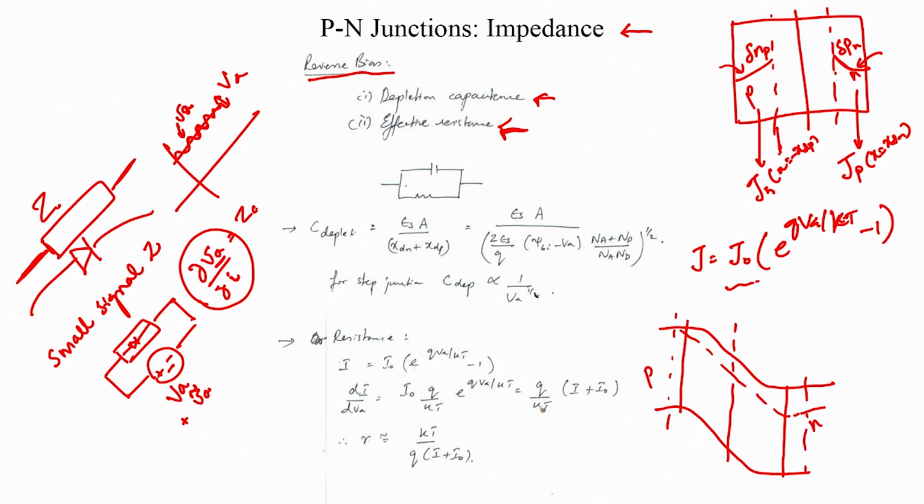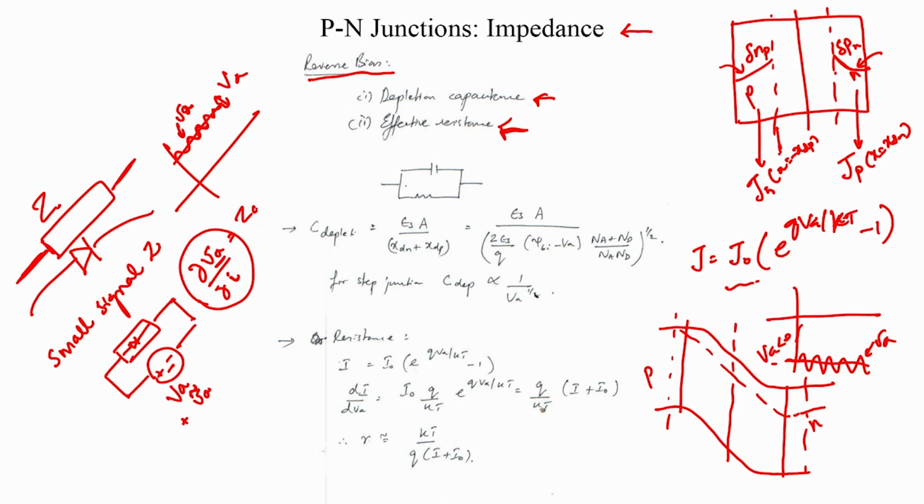So if I were to keep my device in reverse bias, which means that I apply a large negative voltage, so VA is less than 0, and on top of that I apply a small signal AC voltage. What is the effective small signal impedance of this PN junction? So that is the question asked on this slide. Okay, and the answer is there are two components here.